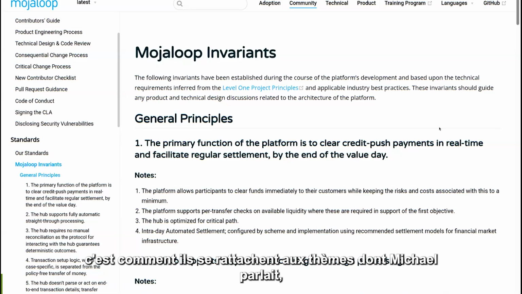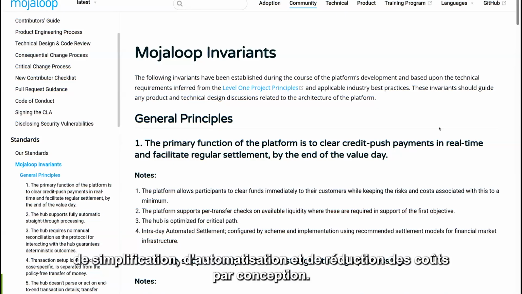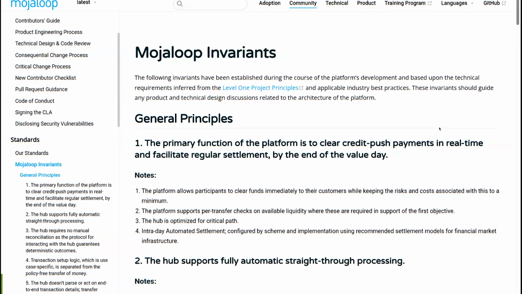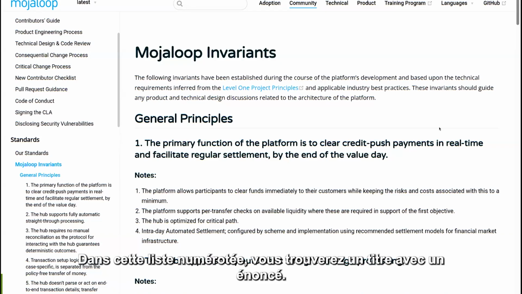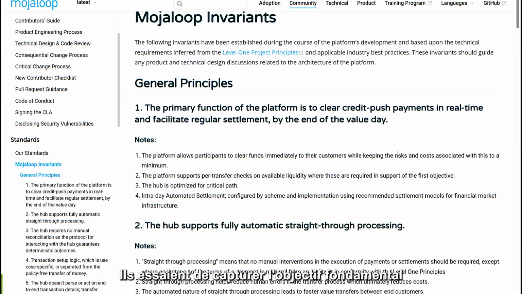What I might just point out to you, though, is how these link to those themes that Michael was referring to: the principles of security, reliability, efficiency, low cost, simplification, automation, and cost reduction by design. So in this numbered list, you'll find a heading with a statement. These statements are usually one or two short sentences that try to capture the fundamental objective of the principle in question, with some notes underneath it.